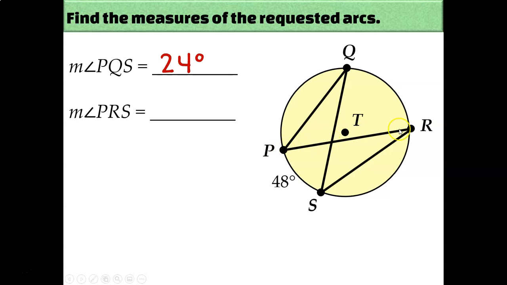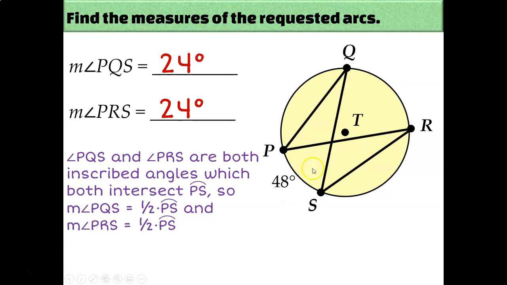Okay, well, what's the measure of angle PRS? Well, PRS is also an inscribed angle because its vertex is on the circle, and angle PRS also intercepts the same arc, this 48-degree arc. So that means that angle PRS is also half of 48, which means it's also 24. So what we're learning here is that if two different inscribed angles intercept the same arc, then those inscribed angles are equal to each other.